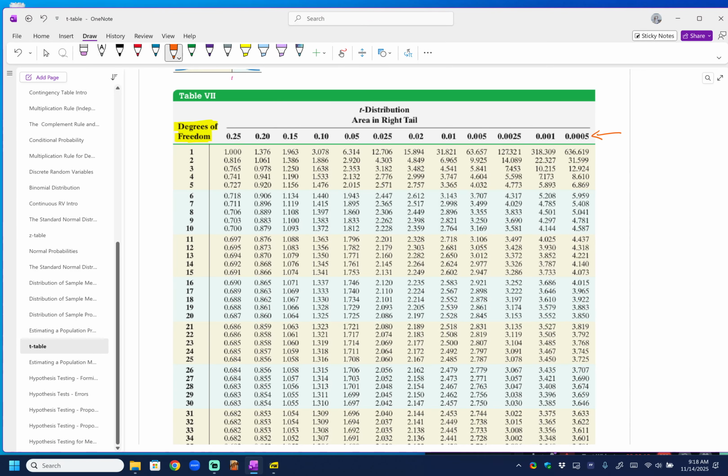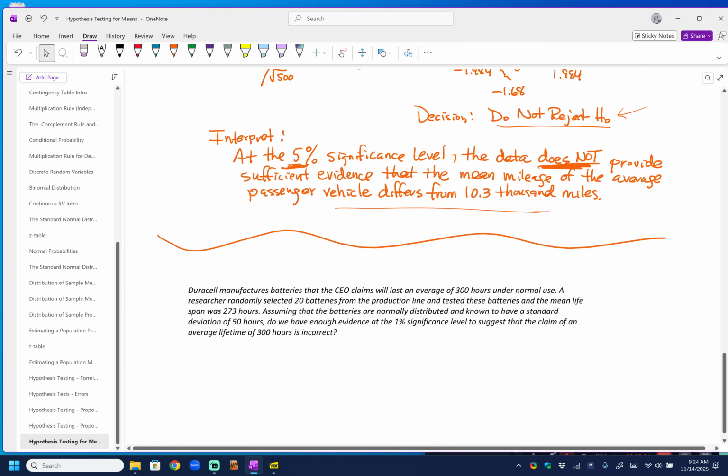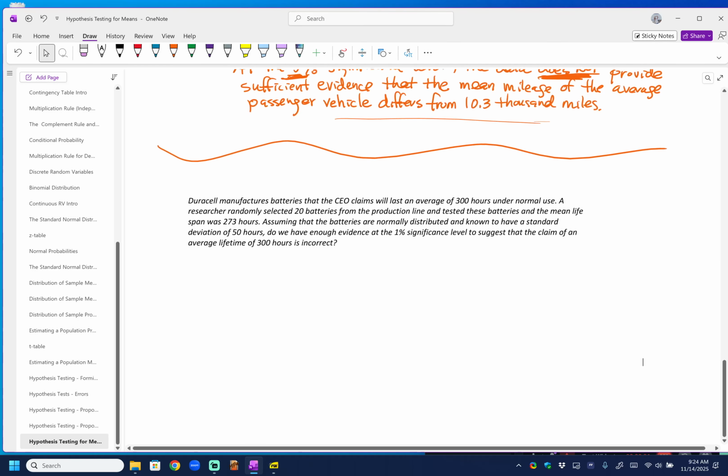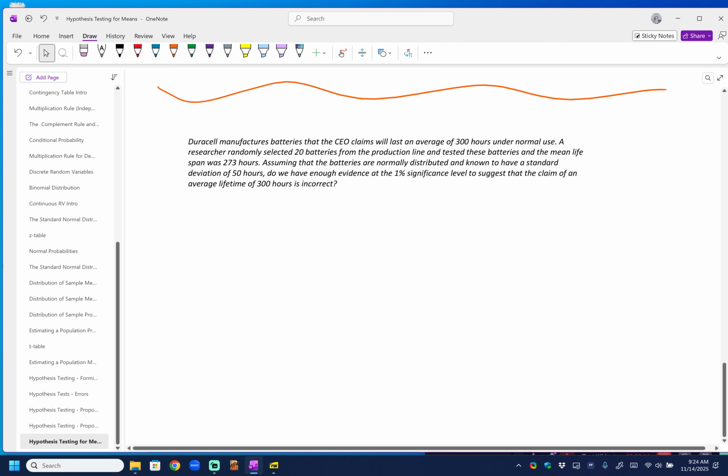Let's look at an example, and I can give you some pointers on where to go in a scenario where you need a p-value for a t-test. It says Duracell manufactures batteries that the CEO claims will last an average of 300 hours under normal use. A researcher randomly selected 20 batteries from the production line and tested these batteries. The mean life, 273 hours. Assuming that the batteries are normally distributed and known to have a standard deviation of 50 hours, do we have enough evidence at the 1% level to suggest that the claim of an average lifetime of 300 hours is incorrect?